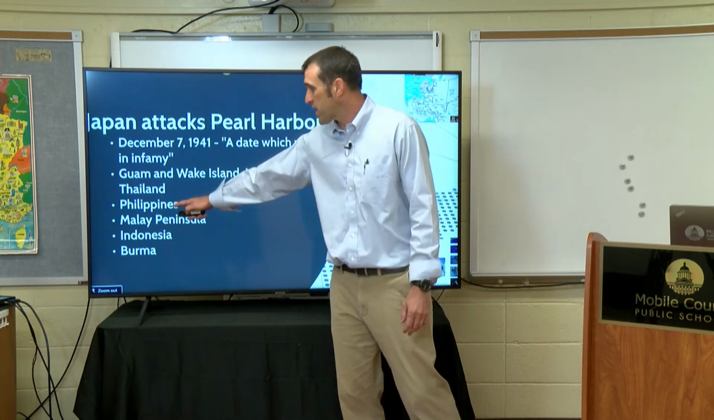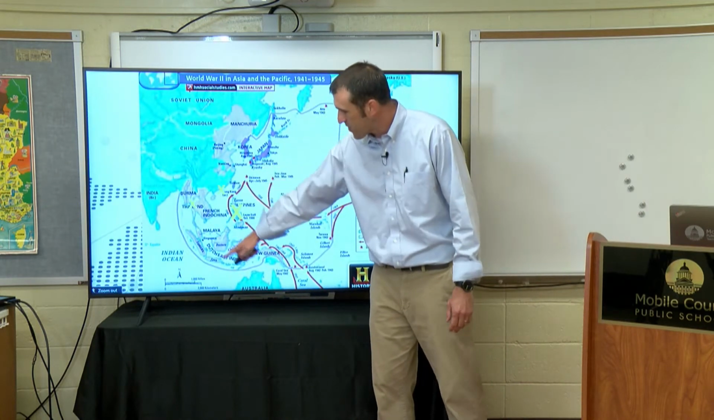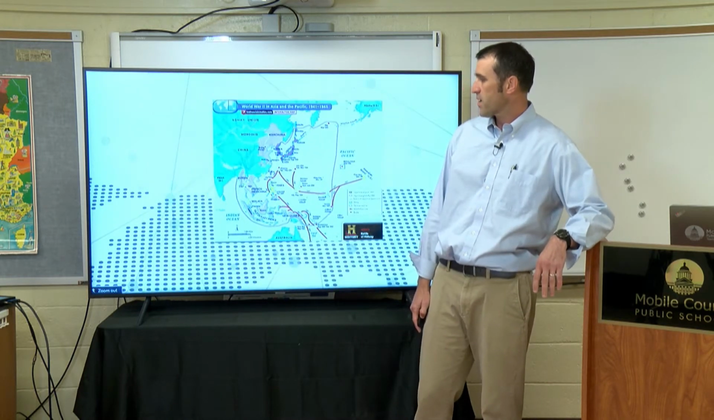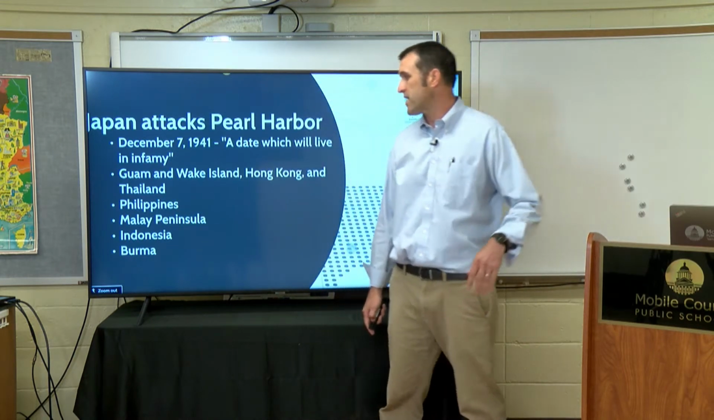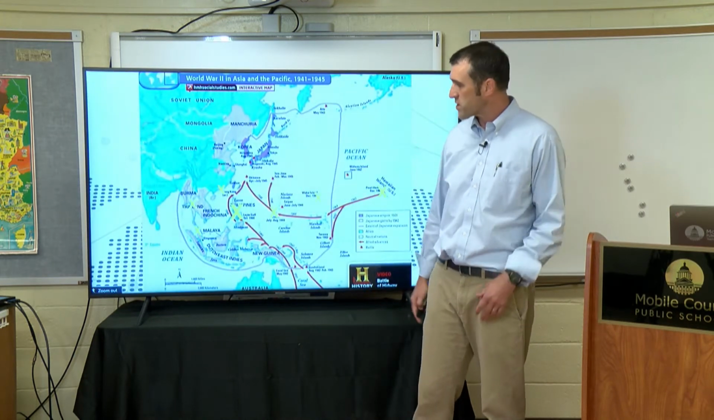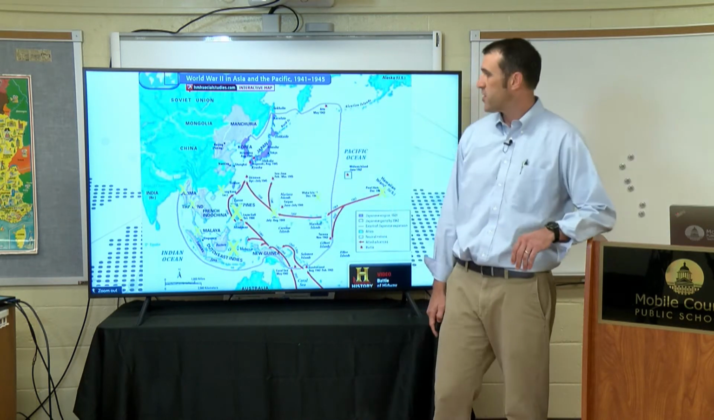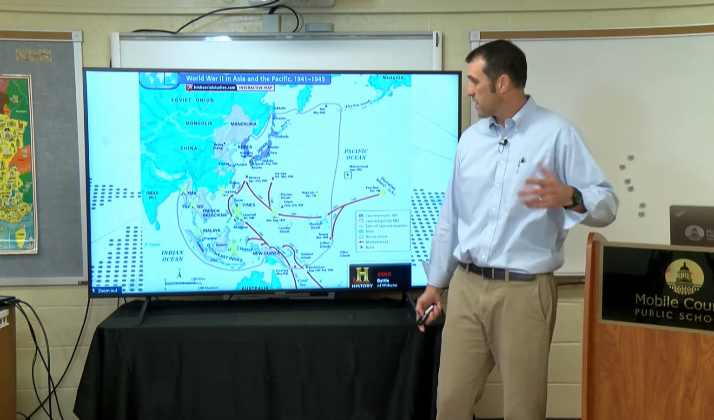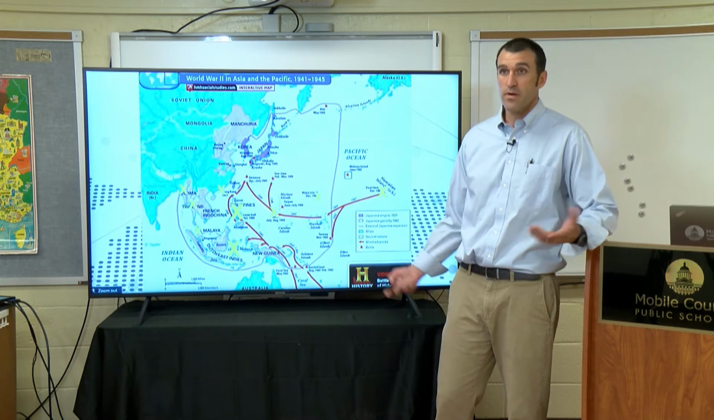And then finally, they begin to push further south into the Malay Peninsula, south of Thailand, and the city of Singapore. And they pushed further south into the islands that we know today as Indonesia, and then further westward into Burma. Things look bleak for the Allies in Europe. Things look bleak for the Allies in the Pacific as well.